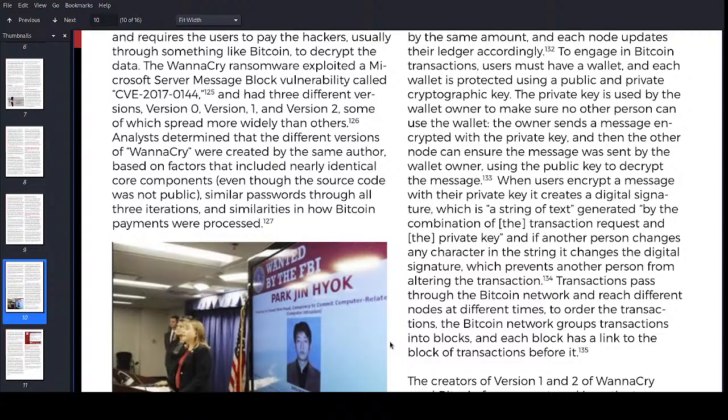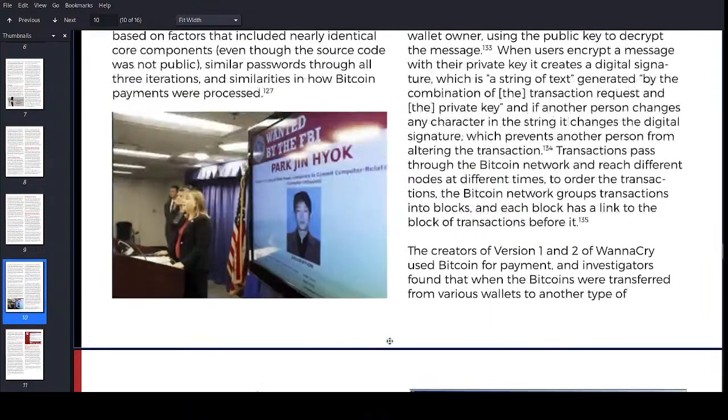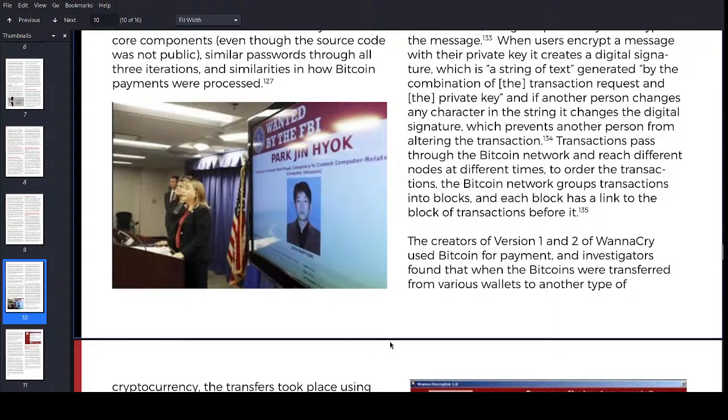When users encrypt a message with their private key, it creates a digital signature, which is a string of text generated by the combination of the transaction request and the private key. If another person changes any character in the string, it changes the digital signature, which prevents another person from altering the transaction. Transactions pass through the Bitcoin network and reach different nodes at different times. To order the transactions, the Bitcoin network groups transactions into blocks, and each block has a link to the block of transactions before it. That's interesting.